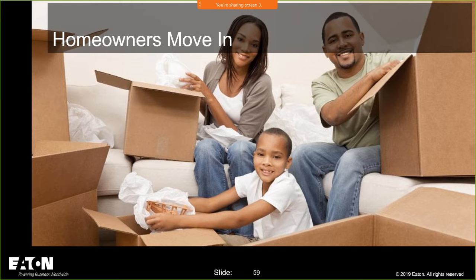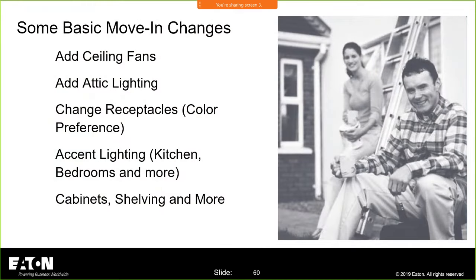Then you have the homeowner moving in, right? So what does a homeowner do? They add ceiling fans, attic lighting. They change receptacles out. They put accent lighting in, cabinets, shelving. There's a lot of things that I call the do-it-yourself syndrome. That is what we do. It's not necessarily a bad thing. The do-it-yourself syndrome is okay, but a man has to know his limitations.